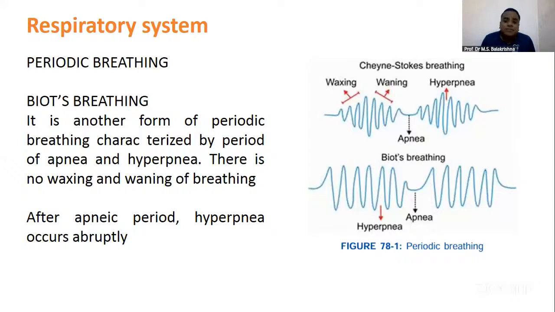What is waxing and waning? Slowly increasing is waxing, slowly decreasing is waning. So this up and down in the breathing is not there here. In Biot breathing, it's a sudden drop and then again a sudden rise like that. So there is no sequential up and no sequential down. It's a drastic fall and drastic rise.